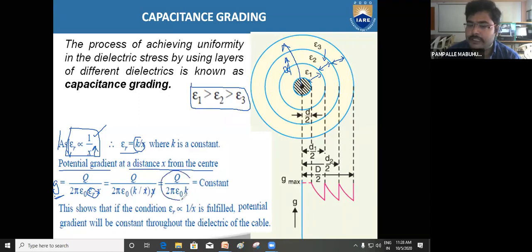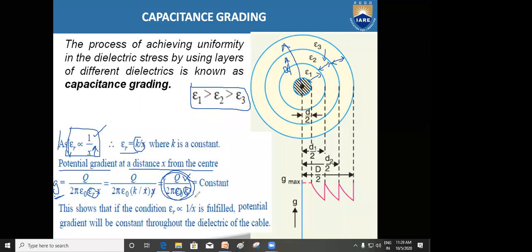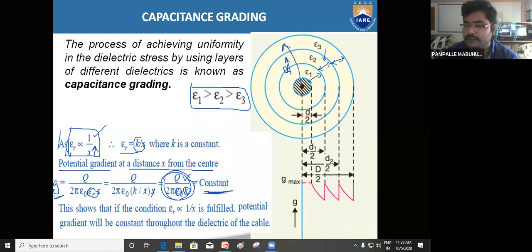So now if you observe in this equation, charge per unit length will be constant and epsilon naught value is also constant and K is also a constant term. So this total term is a constant. So G value will be constant. Okay. So that means the potential gradient at a distance x meters from the center of the conductor, whatever may be the x, the potential gradient G will be constant when you place the different dielectric materials in such a way that their permittivity will be in decreasing order from the surface of the conductor.